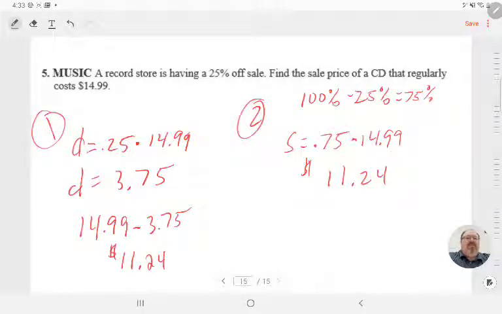All right. Let's see how you did. You should have got $11.24. It didn't matter which way you tried it. If you tried the first method, you would multiply 0.25 times $14.99 and end up with a discount of $3.75. Subtract that from the $14.99 and you end up with $11.24. The second method, you would take 100%, subtract 25%, so all you're paying is 75%.